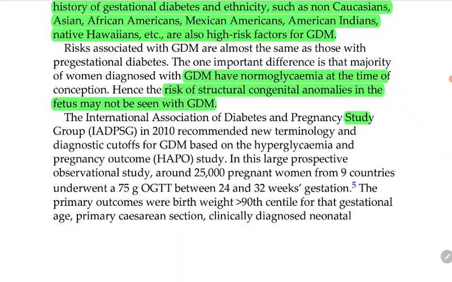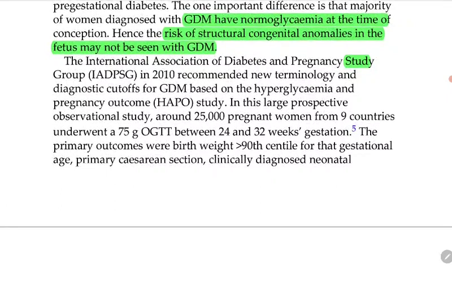Risks associated with GDM are almost the same as those of pre-gestational diabetes. One more important difference is that the majority of women diagnosed with GDM have normal glycemia at the time of conception. Hence, the risk of structural congenital anomalies in the fetus may not develop if the patient has GDM, because they have normal glycemia at the time of conception. If it is pre-gestational diabetes, they don't have normal glycemic control, so they develop structural congenital anomalies. If it is GDM, there is a very rare chance of developing congenital anomaly.